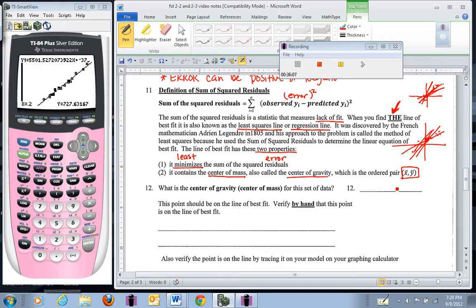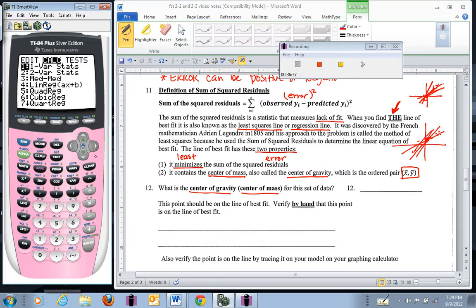Let's see if we can find the center of gravity or the center of mass for our data right here. Okay? So we can go to Stat, Calculate, and you could actually go down here to where it says 2-Var Stats. 2-Var Stats. You could hit Enter.